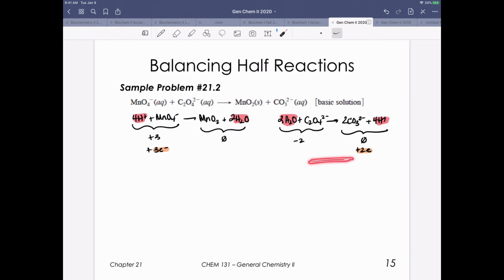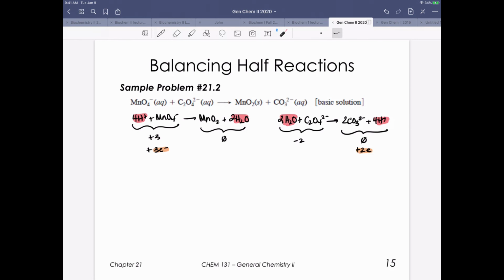Looking over here on the right, we're going to have, again, no charge contribution from water. 1 oxalate anion contributes a -2 charge. And even though we've got 2 carbonates at -2, we've got 4 H+ at +1. So the net of everything on this side is 0 as well. Note over here it was 0 because everything was neutral. Over here it just happens that they cancel out. So to have -2 equals 0, that means we need to have 2 electrons on the right side.